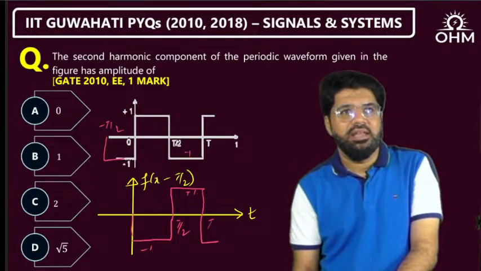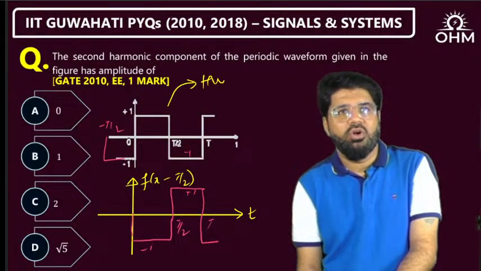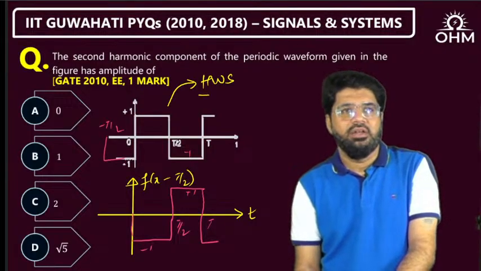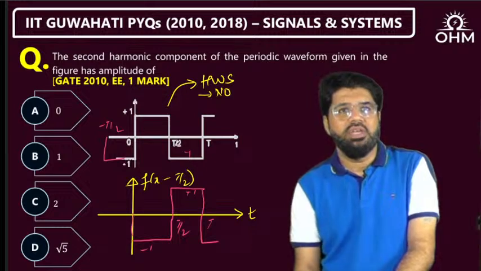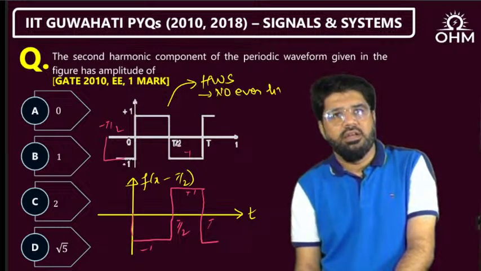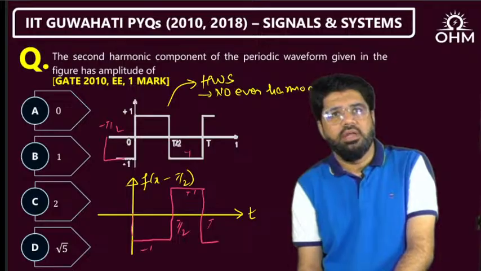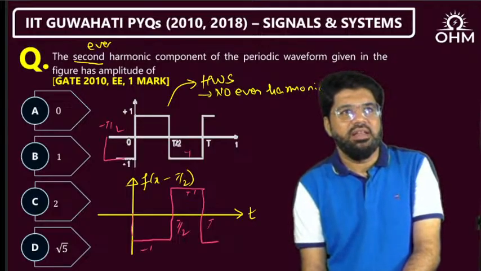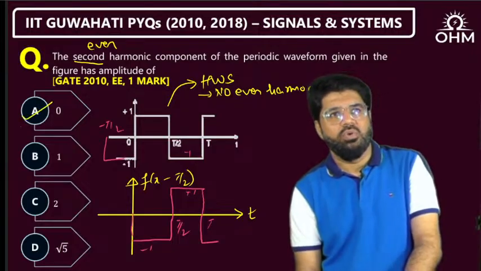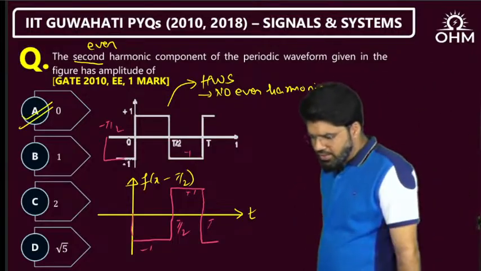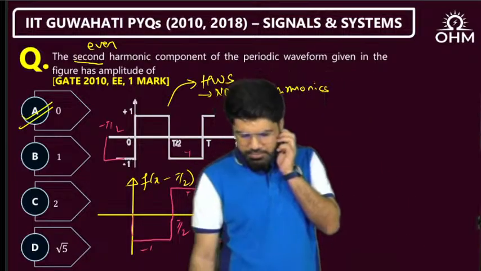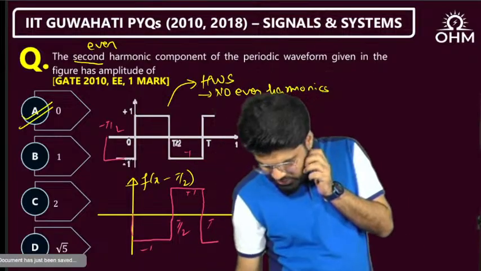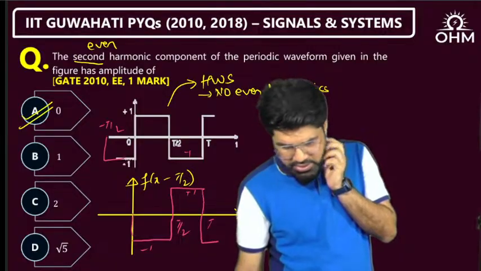So once again, I can call this waveform half wave symmetric, and half wave symmetric means no even harmonics. It contains only odd harmonics. The second harmonic, second meaning even, is again 0. Option A is the correct one.